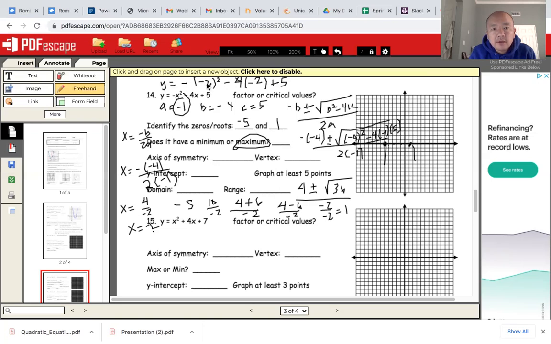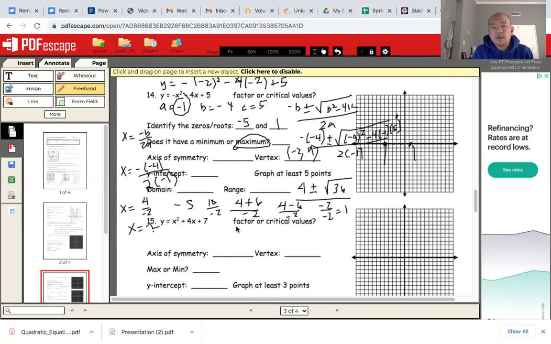This is 4, and this times this negative is negative 4. Negative 4 plus 8 is 4. 4 plus 5 is 9. So negative 2 and 9. So 1, 2, 3, 4, 5, 6, 7, 8, 9. It would be right here. Okay, so the vertex is negative 2 and 9.